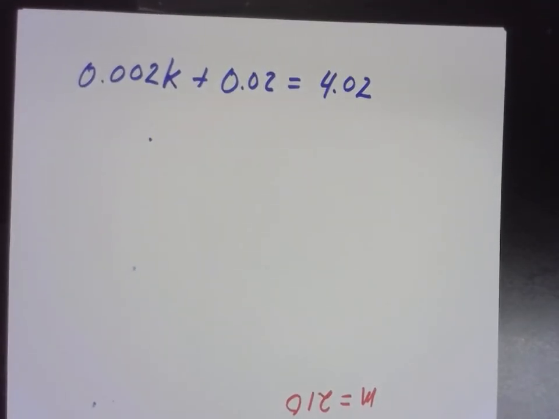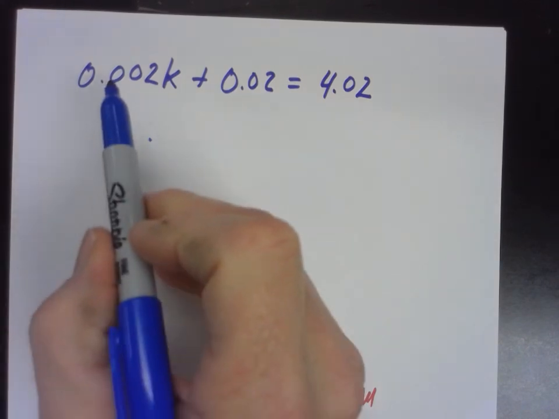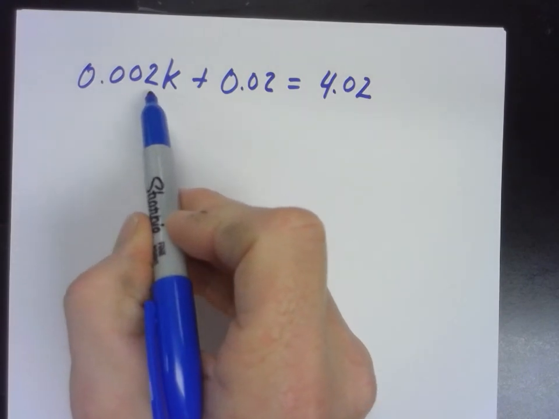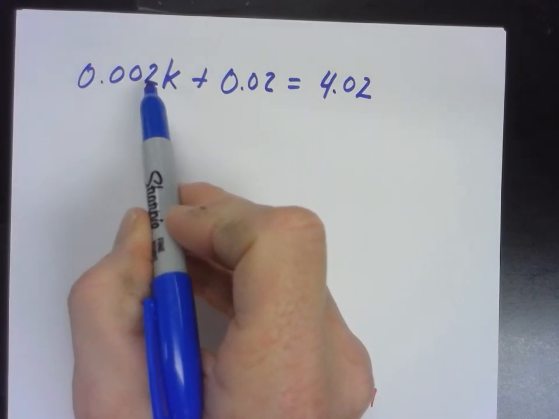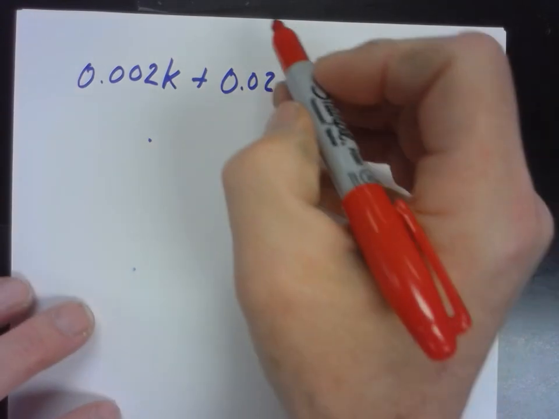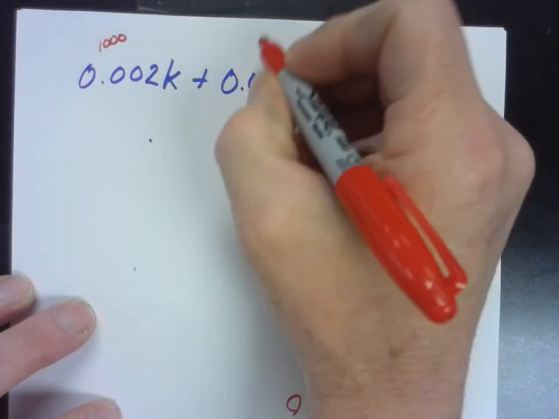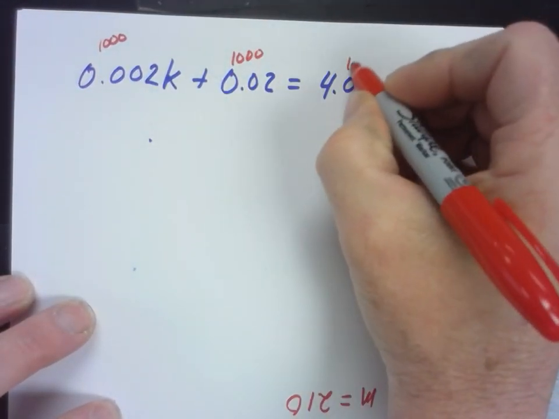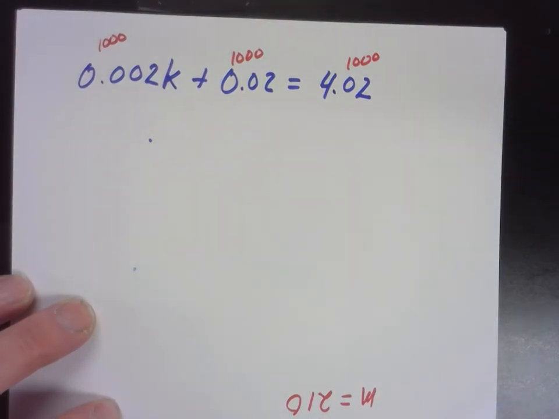What would we have to multiply every term by here? 1,000. Why 1,000? Because there are zeros and coefficients. Yeah, we've got to move that decimal 3 places, don't we? So that's what we're going to do. We're going to multiply every term on both sides of the equation by 1,000. So what does that give us right here?